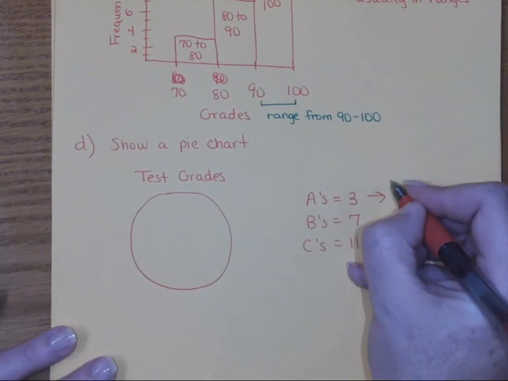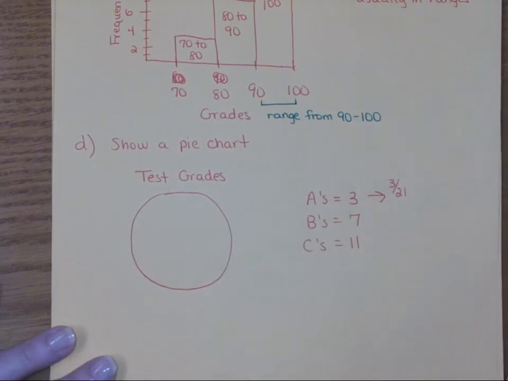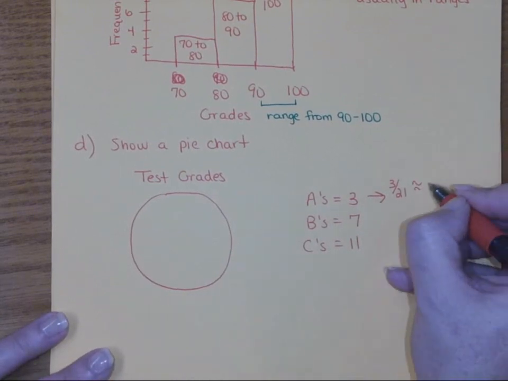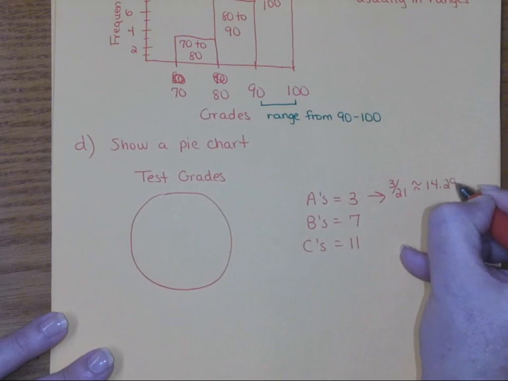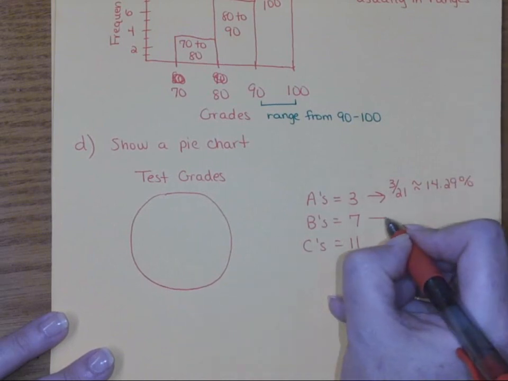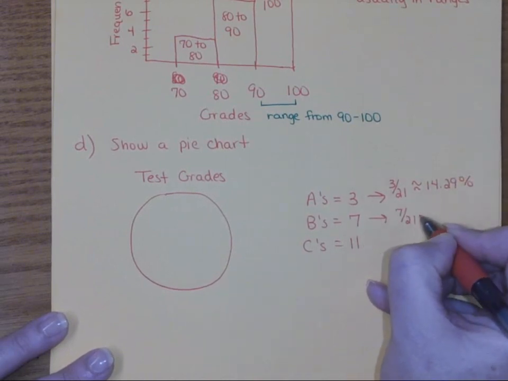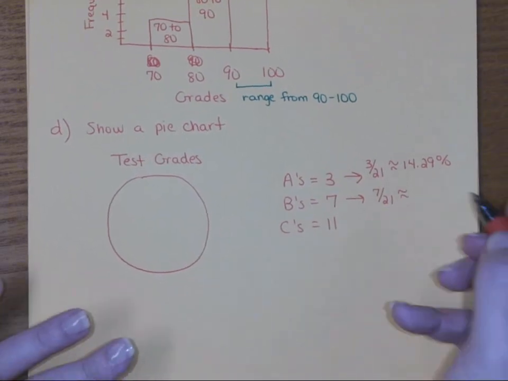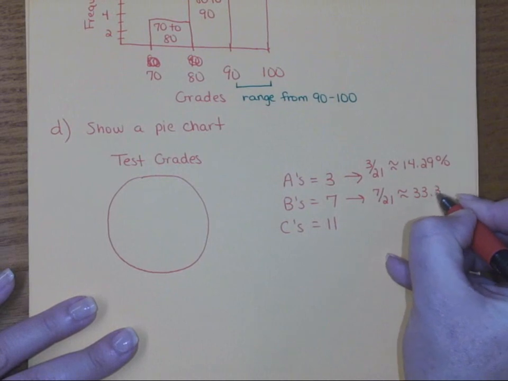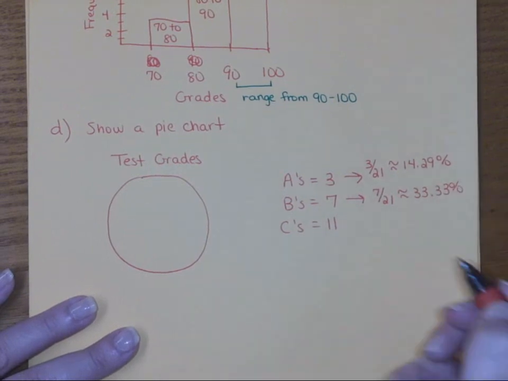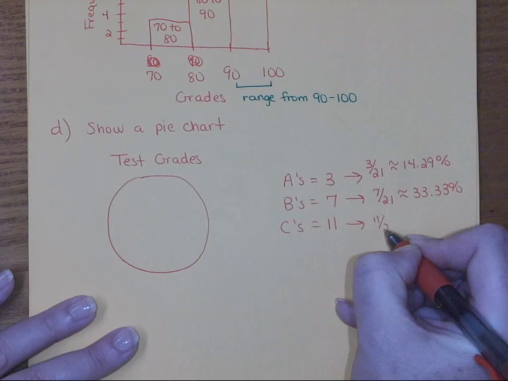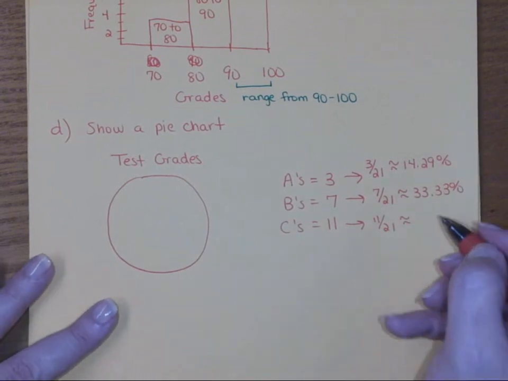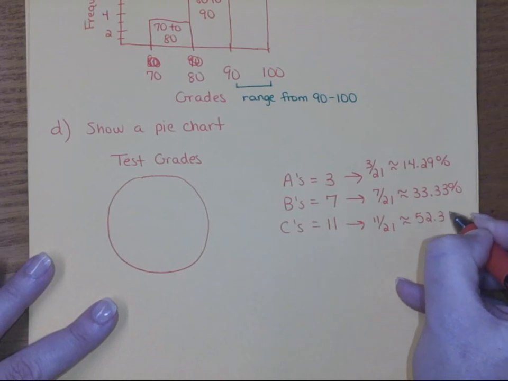But not only that, we need to talk about them relative to how many total test grades we have. So notice 3 out of the 21 scores were A's, and if you divide that out on your calculator and move the decimal place twice, that's about 14.29%. This is 7 out of 21. Use your fraction reduction. That would be 1/3. So this comes out to be 33 1/3%, since that's what 1/3 represents. And then last but not least, 11 out of 21, if you work that out on your calculator, would be 52.38%.